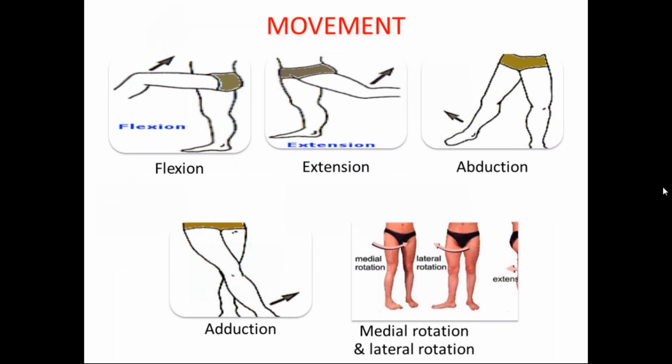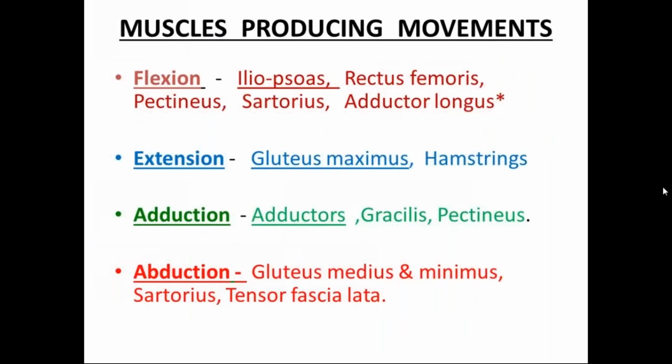In general, all the axes pass through the center of head of femur, but none of them is fixed because the head is not spherical. The flexion is caused by iliopsoas and the rectus femoris, supported by pectineus, sartorius, and adductor longus. Extension is caused by gluteus maximus, supported by hamstring muscles.